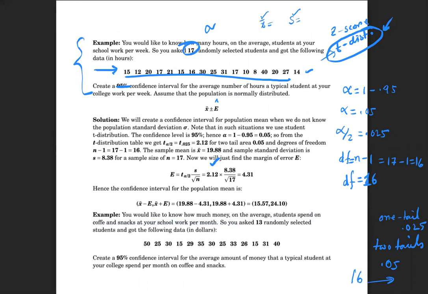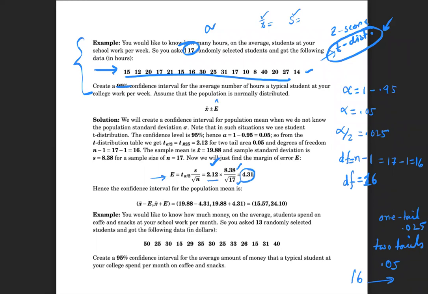So your margin of error, E, is going to be t sub alpha over 2 times S over square root of n. t sub alpha over 2 is 2.12. The standard deviation of the sample is 8.38, divided by the square root of the sample size, which is 17. And if you do the calculations, you get 4.31.